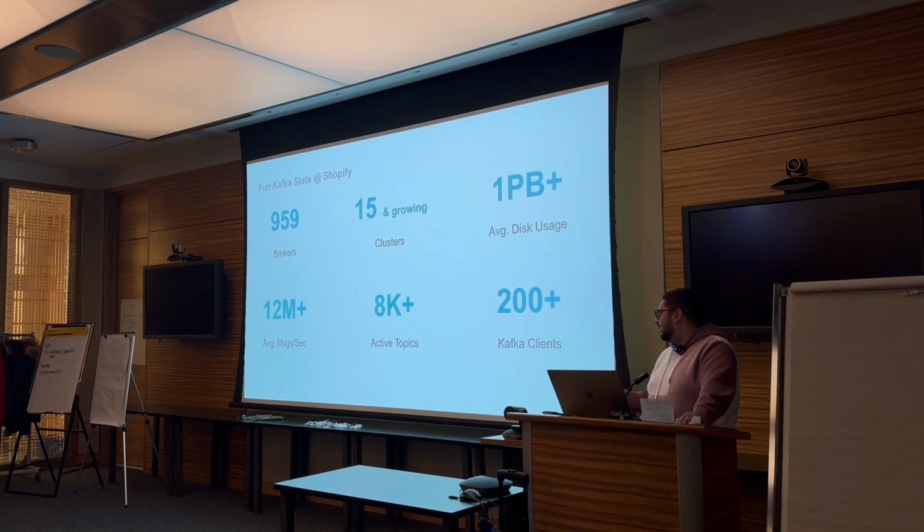Fun stats. I compiled this morning. We are running about 959 brokers. We have 15 clusters and growing. I expect that number to grow quite a bit over this year. Our average disk usage per cluster is like over a petabyte. That's pretty skewed, honestly. The graph would be better. We average 12 million messages a second. We have 8,000 active topics. And as I said, like over 200 internal clients. I like numbers.